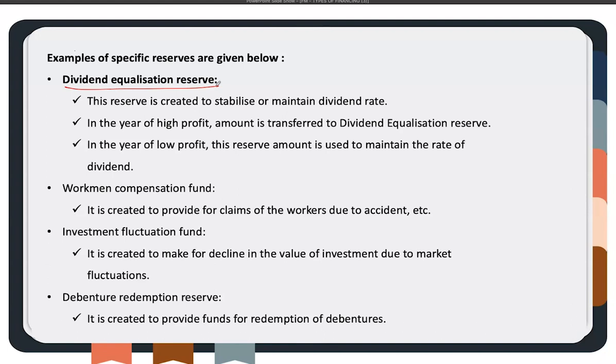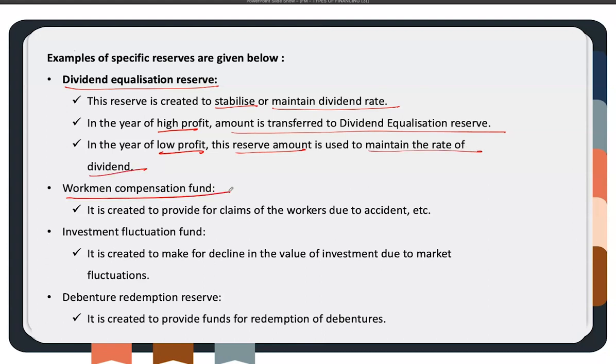Look at here, dividend equalization reserve. This reserve is created to stabilize the dividend rate or maintain the dividend rate. So what they will do, in a year, if a business makes a high level of profit, they will transfer a certain amount to dividend equalization reserve. So in the year of low profit, they can use this particular reserve amount to maintain the rate of dividend.